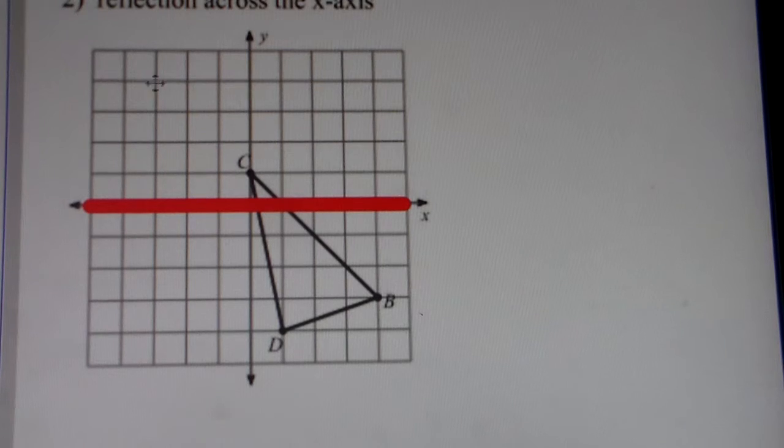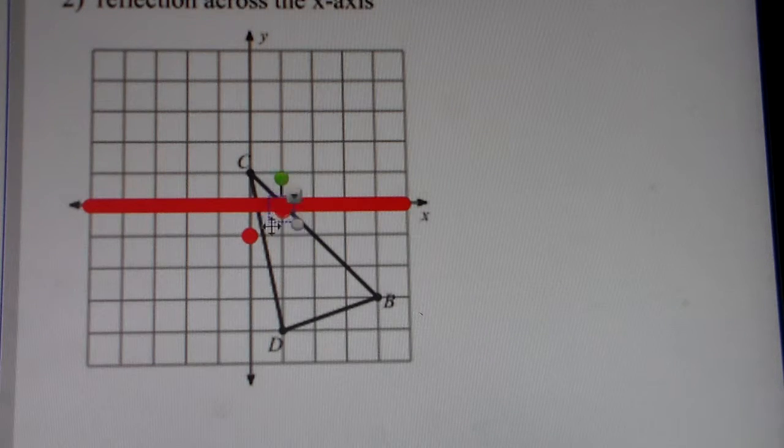Let's do another one together. So number 2 is reflection across the x-axis. Now I highlighted here, this red line is the x-axis, so we have to flip it. C is 1 away from that red line. So if it's 1 up, the reflection is going to be 1 down. So I put a dot 1 down. That's my C prime.